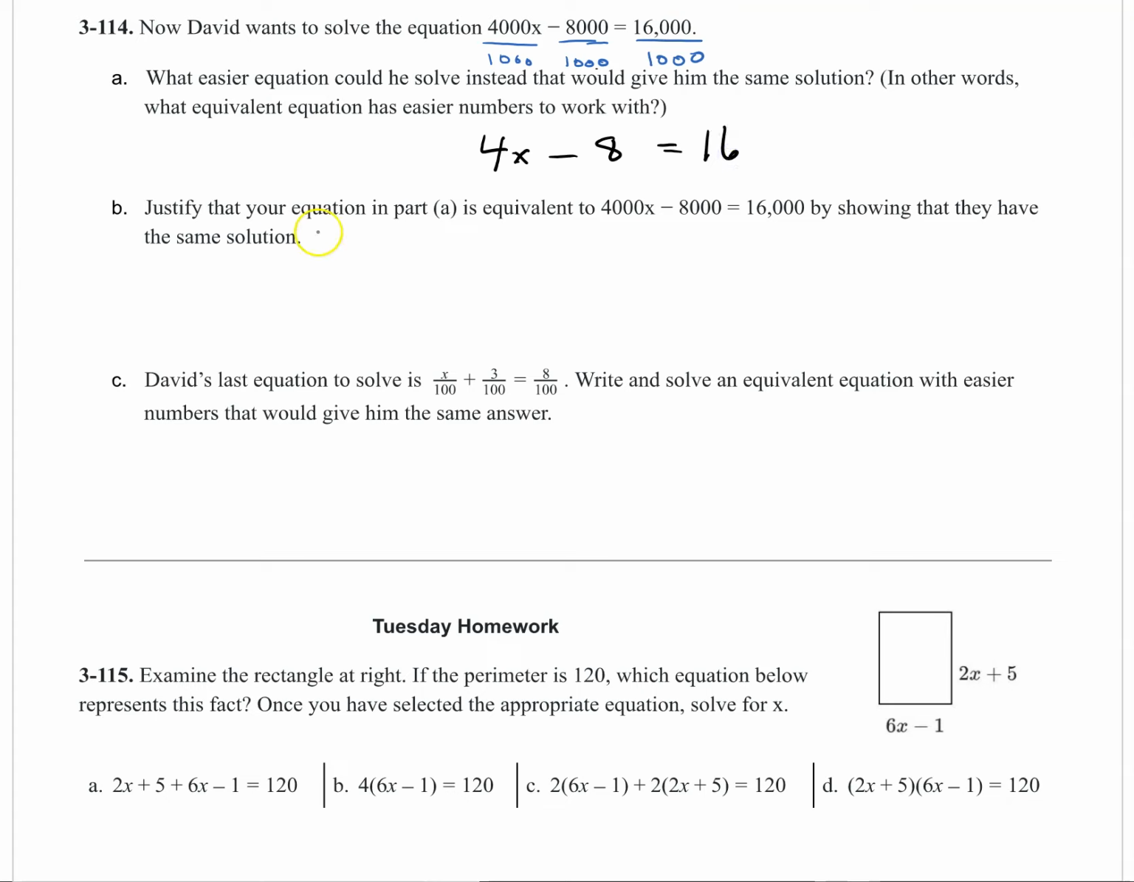All right, justify that the equation in part A is equivalent to 4000x minus 8000 equals 16,000 by showing that they have the same solution. So let's solve this one.